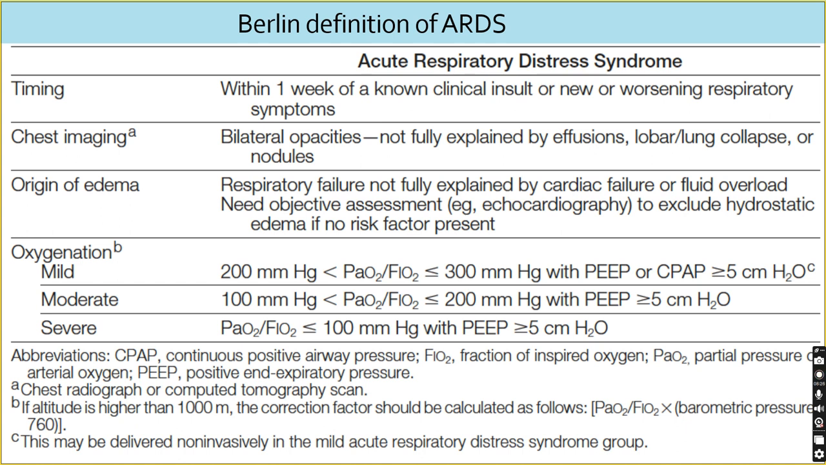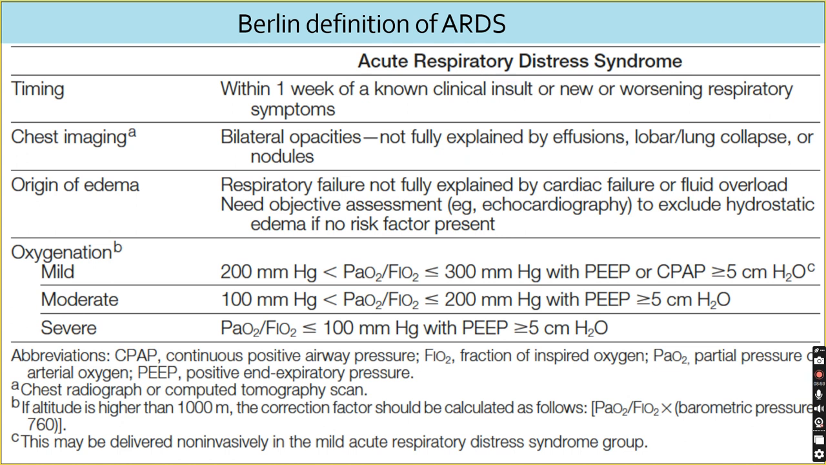Third is the origin of edema. We all know that we used to consider ARDS as a non-cardiogenic pulmonary edema. So this origin of edema is respiratory failure which is not fully explained by cardiac failure or fluid overload. So we need to objectively assess cardiac function, either by echocardiography, and exclude hydrostatic edema if there is no risk factor. So we are sure by this criterion that we are not dealing with cardiogenic pulmonary edema.